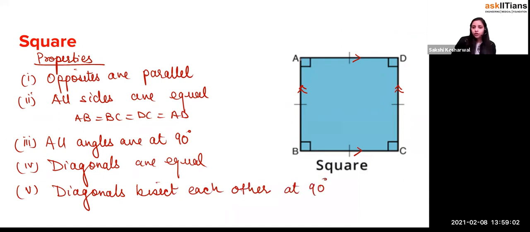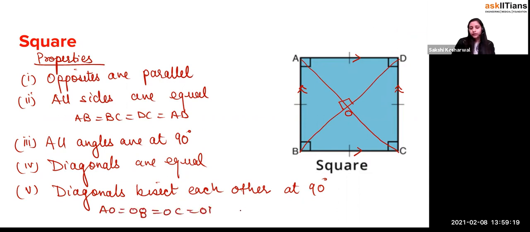So when you draw a diagonal over here, this and this, right? Here you see that they are going to meet at point O. This is 90 degrees. So if the diagonals are equal and bisect each other, can I say that AO is equal to OB is equal to OC is equal to OD, and can I say that AC is perpendicular to BD or not? Can I say this? Yes or no?